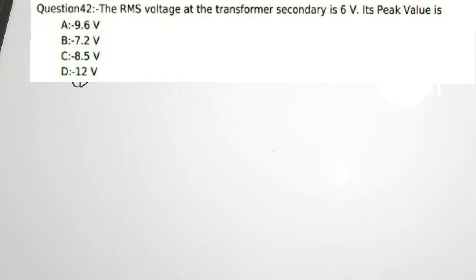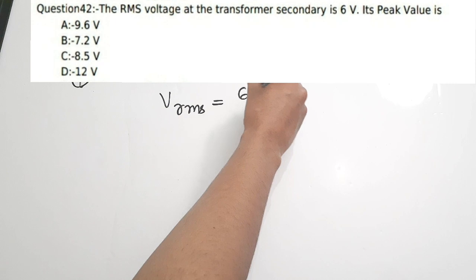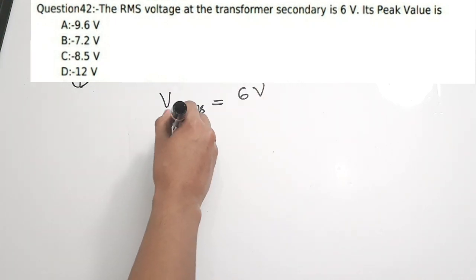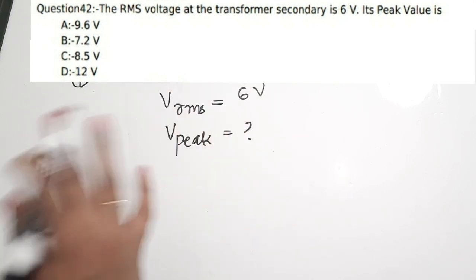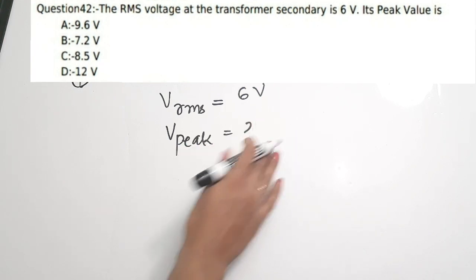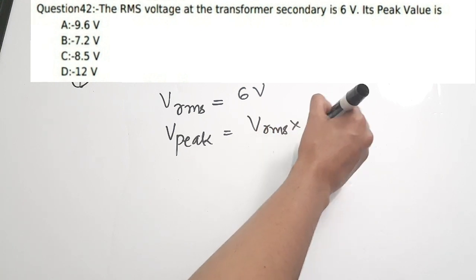Okay, this second question is connected to the RMS voltage. The RMS voltage at a transformer secondary is 6 volt. So the question is giving us V RMS, that is RMS voltage, equal to 6 volt. The peak value is dash. So we need to find what is the V peak. Now there is a very simple relation between these two voltages. V peak is equal to V RMS into root 2.